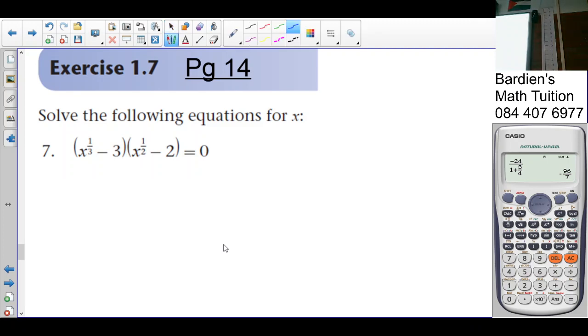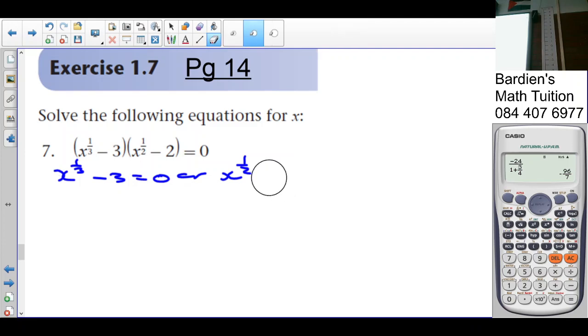The question says solve the following equations for x. People, what do you notice here? The sum is already factorized. Is it equal to 0? Yes. So I can at this point apply the zero factor rule, which means I set each bracket equal to 0. So I can say x to the third minus 3 is equal to 0, or x to the half minus 2 equals 0.